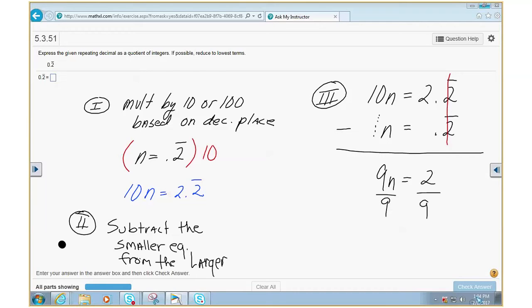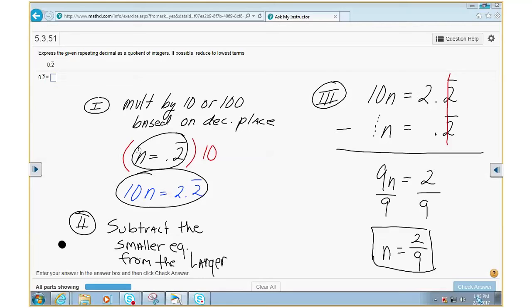Now take your handy dandy calculators out. Then divide 2 by 9 and see what you get. I'm sorry, what? So, here's my confusion, how did you get to 0.2? I subtracted the smaller equation from the bigger equation. Here's the smaller equation. This is the beginning equation. Here's the larger equation. You subtract them. That's the way you do every single one of them.